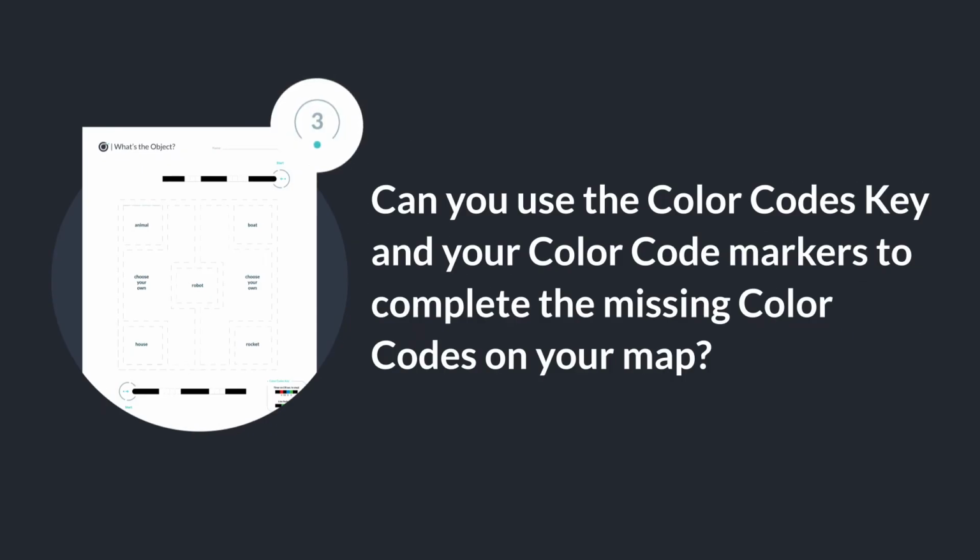Can you use the color codes key and your color code markers to complete the missing color codes on your map?